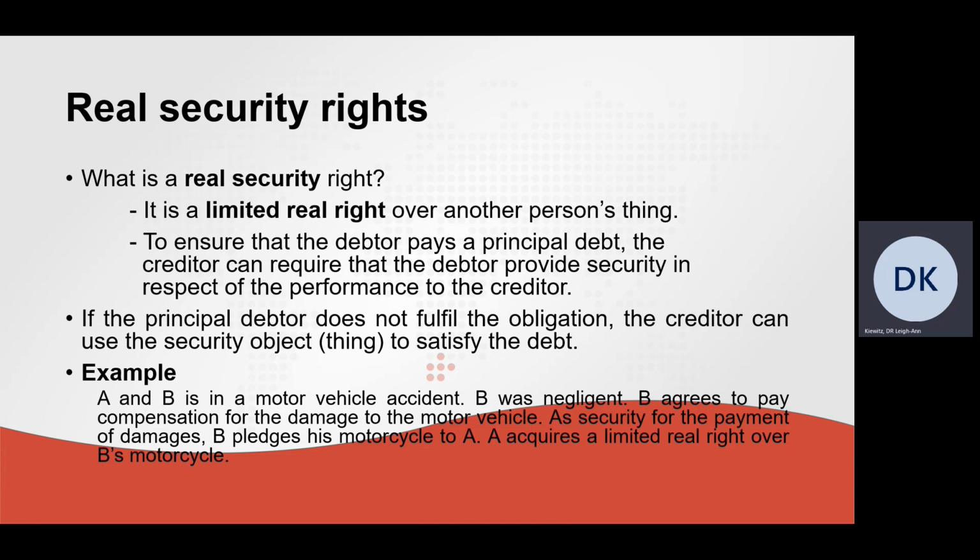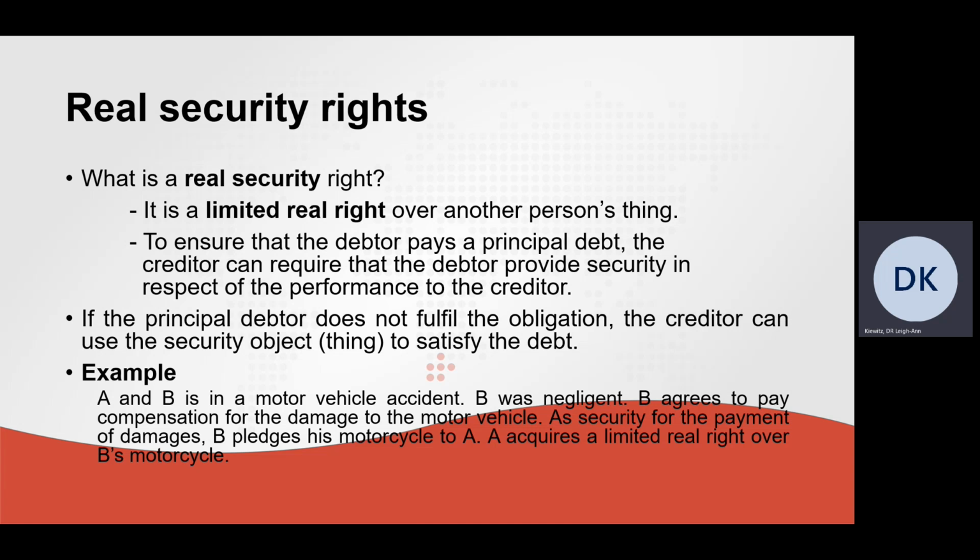Now let's move on to the second category of limited real rights, namely real security rights. What is a real security right? A real security right is a limited real right over another person's thing. To ensure that the debtor pays a principal debt, the creditor can require that the debtor provides security in respect of the performance to the creditor. If the principal debtor does not fulfill the obligation, the creditor can use the security object to satisfy the debt.